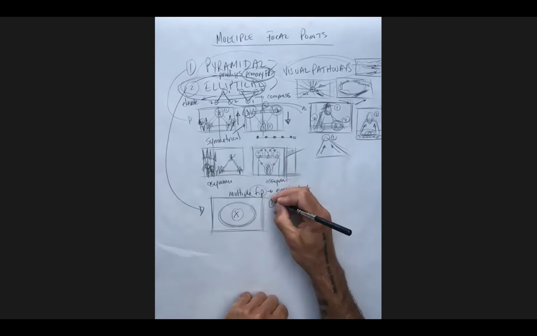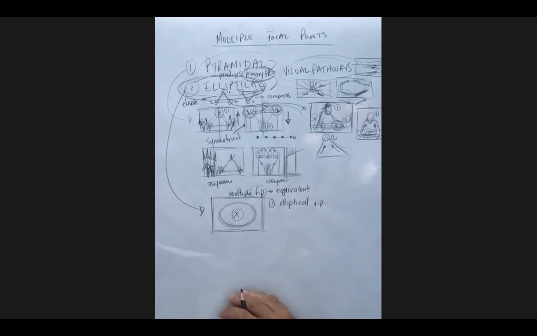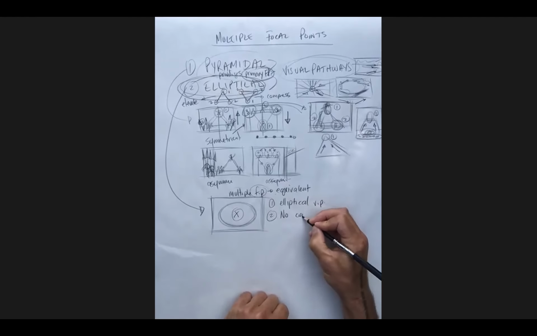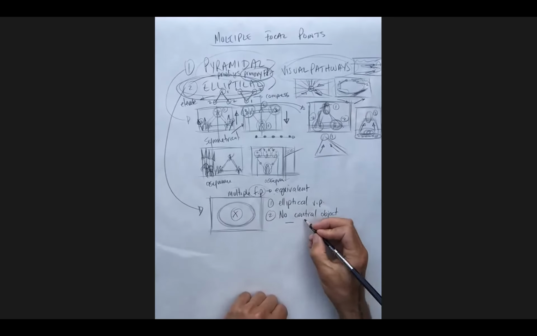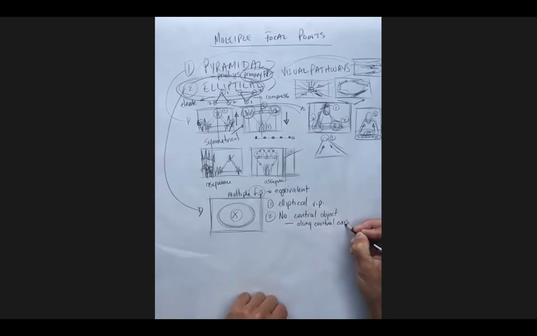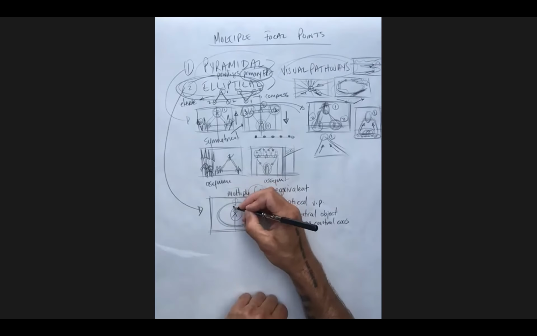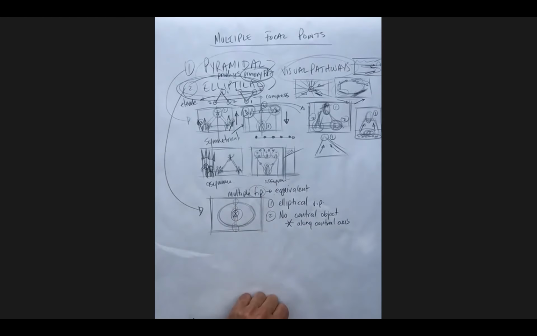Okay, so this has two different characteristics. First off, you have an elliptical visual pathway. Second, nothing in the center, no central object. And that includes along the central axis. Okay, because anything that you put along this axis, anywhere, most conspicuously in the center, is going to start to attract a little bit of attention. So we want to avoid that altogether.